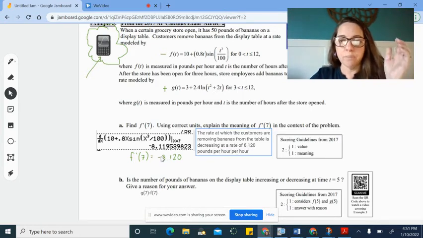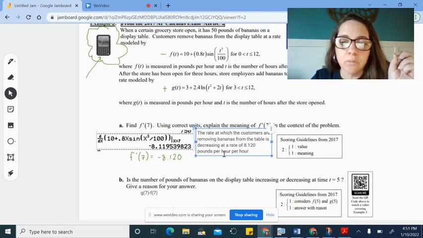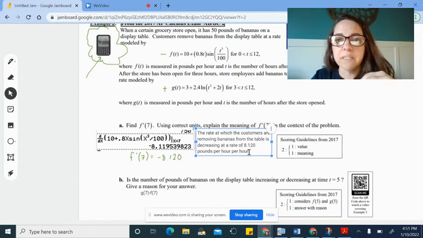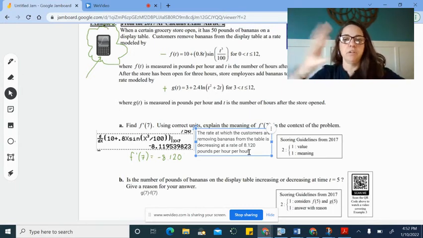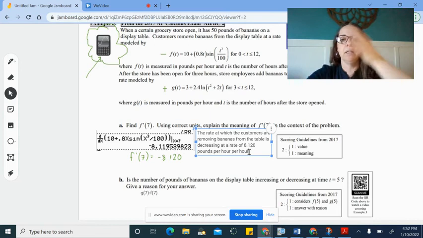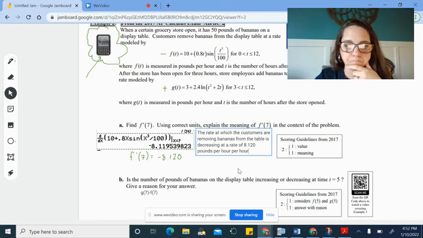Why do I have to put that in there again? Because we're doing the rate of a rate, pounds per hour. So we're talking about the acceleration here. We're saying it's slowing down. They're still removing them, but at first they were apparently removing them like this, and now they're removing them like this, maybe. It's still happening, but it's slowing down.